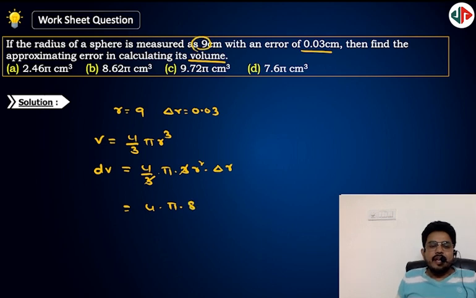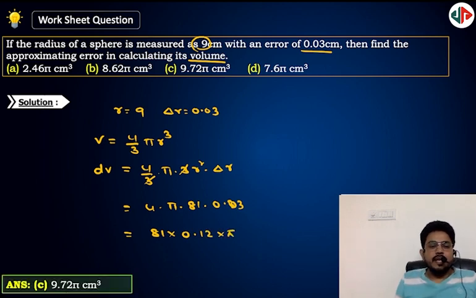So it will be 81 into 0.03. Okay. So this is equal to 81 into 0.12 into pi. So the value is going to be 8.9.72. Okay.